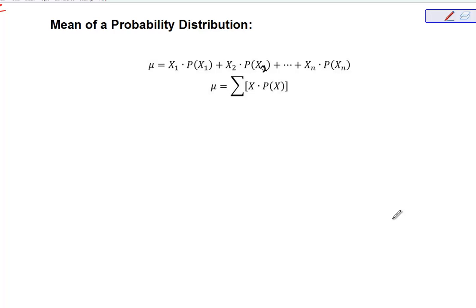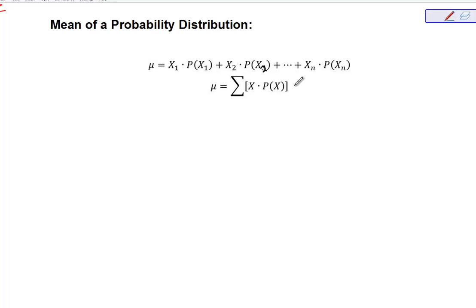What this formula looks like is we're going to take each possible outcome and multiply it by its corresponding probability. Then I'll add each of those up. So I take the first possible outcome times its probability, plus the second possible outcome times its probability, and so forth until I get to the last possible outcome multiplied by its probability. This will give me the mean.